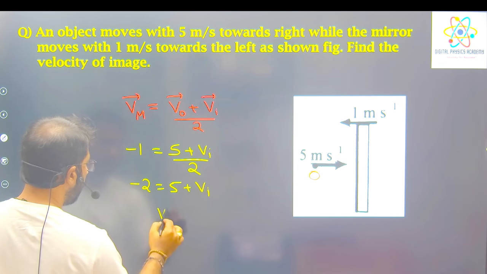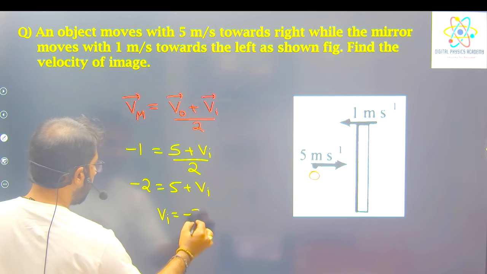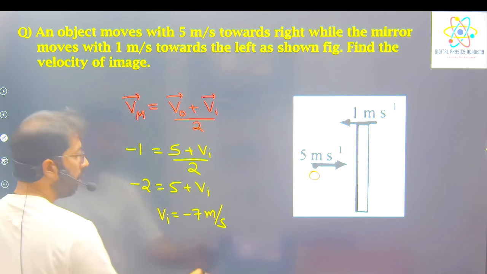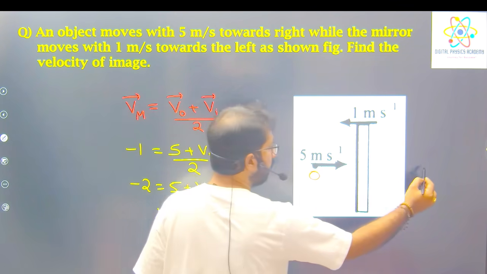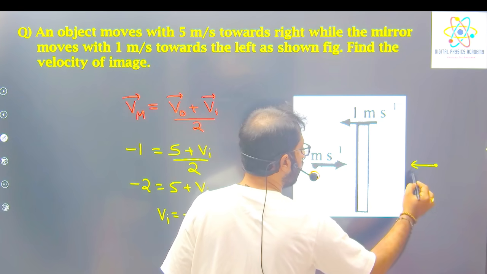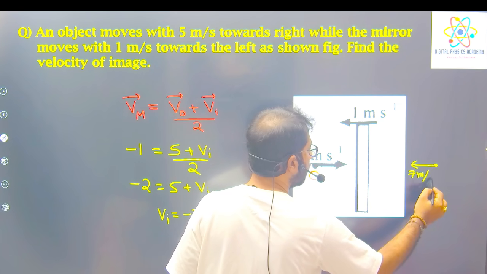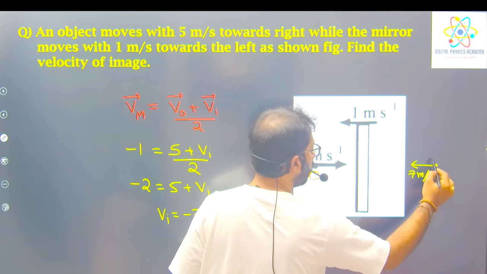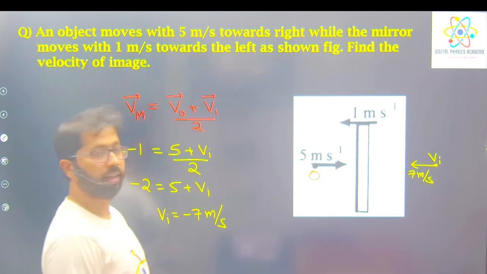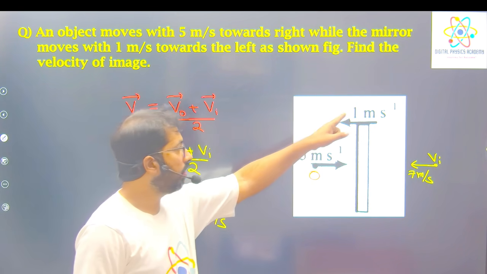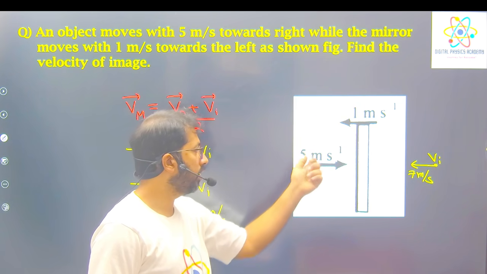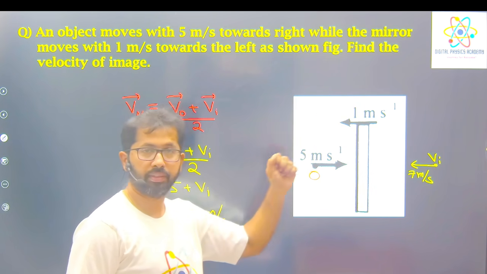So -2 is equal to 5 plus Vi. So therefore Vi, the velocity of the image, is equal to -7 meters per second. Matlab, the velocity of the image is running with 7 meters per second. Velocity of the image, this is. Right? Dekho, since the mirror is moving, that's why it will change. Velocity will change. Right? Chalo.